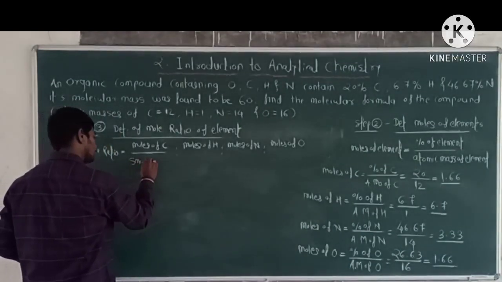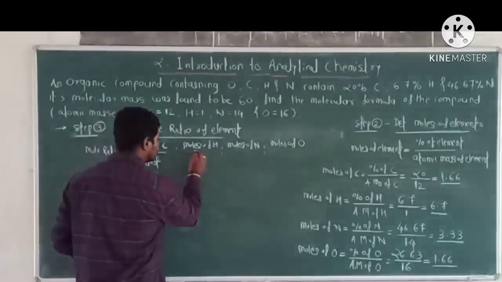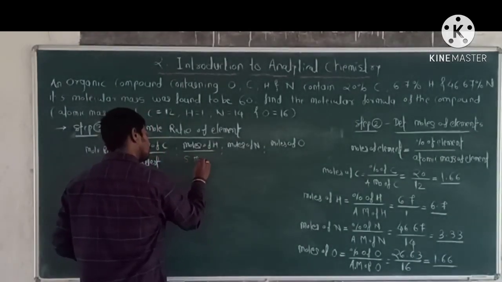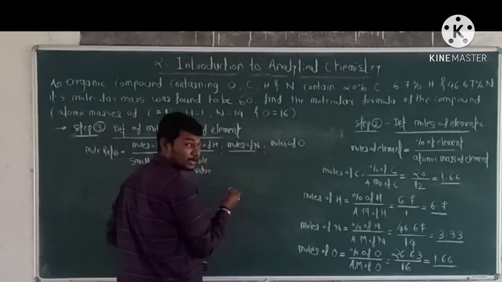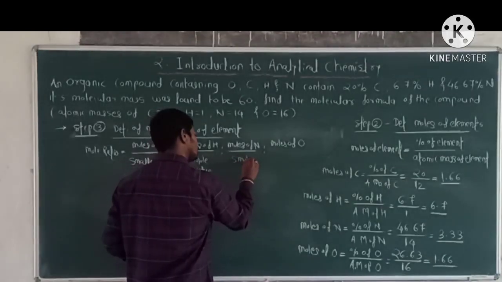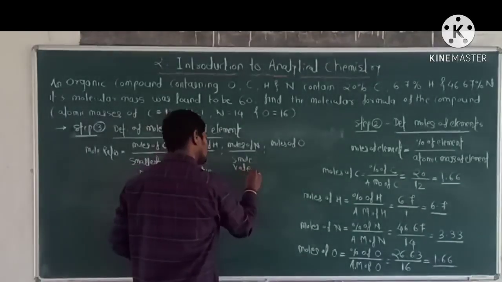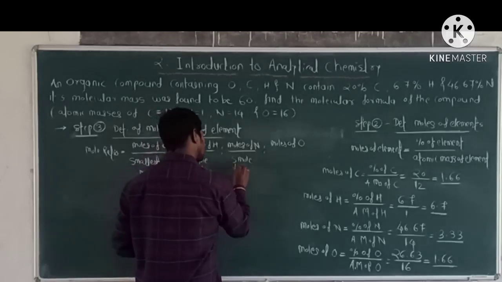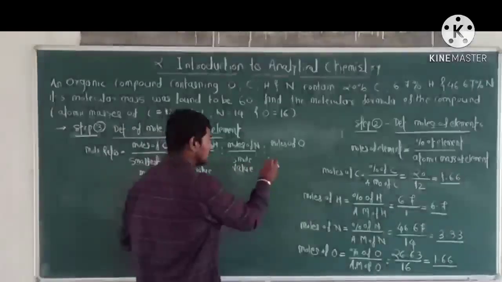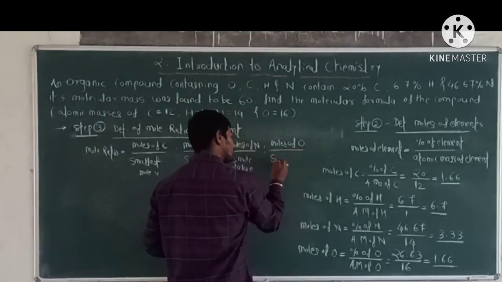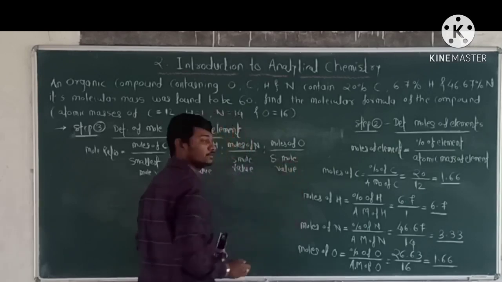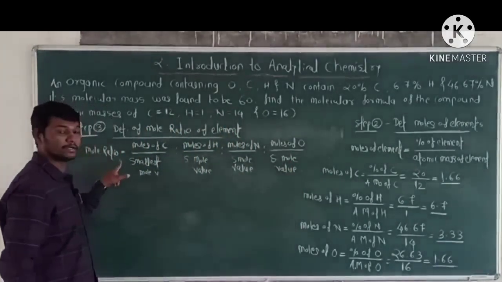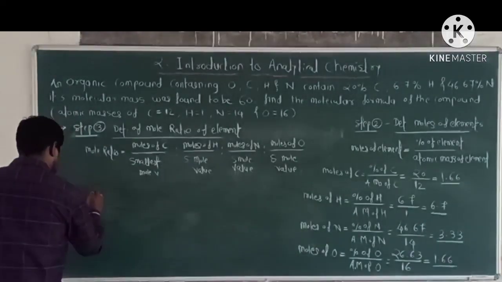Divide the moles of nitrogen by the smallest mole value. Also divide the moles of oxygen by the smallest mole value, so as to give the mole ratio. Okay, now the mole ratio.